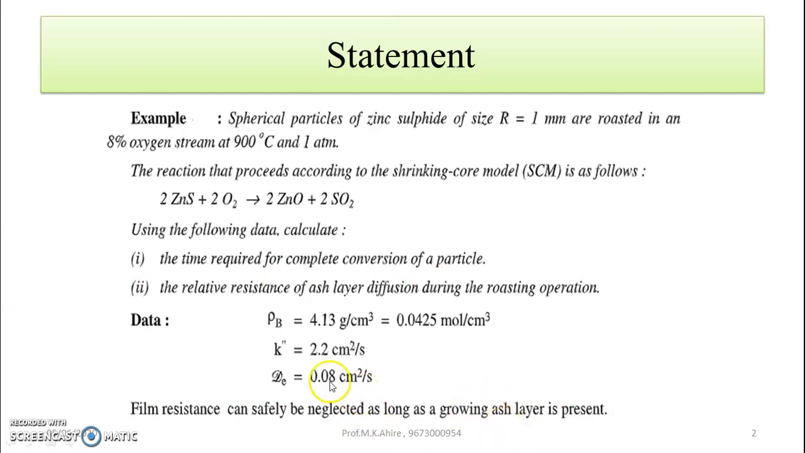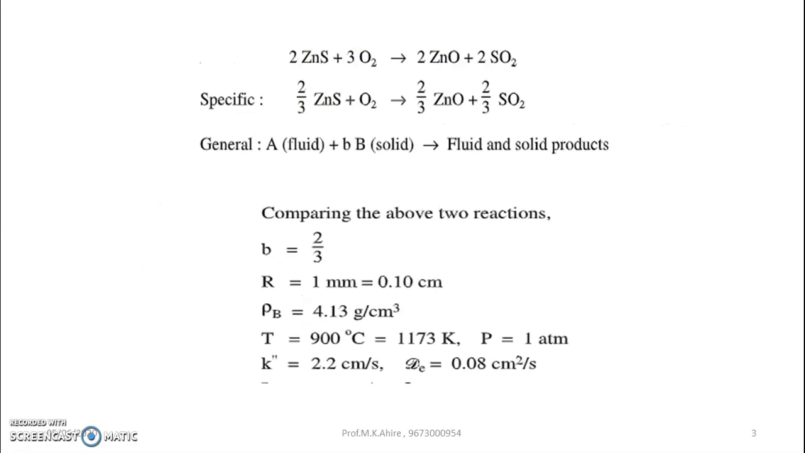Okay, so it means ash layer resistance is dominant in this situation, and the chemical reaction is also providing some kind of resistance, that we can understand from the given problem, and we have to clearly ignore the film resistance. Okay, so this is the kind of problem. We have to find first the total time required for complete conversion. So what is the situation? We have been given this reaction.